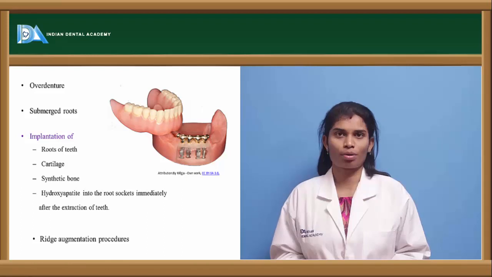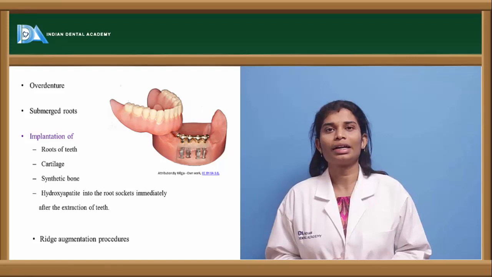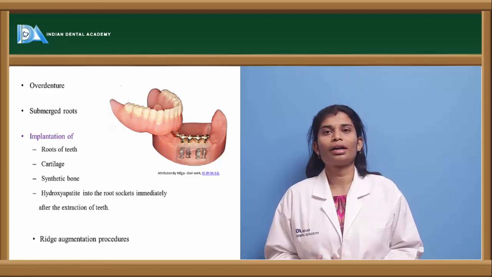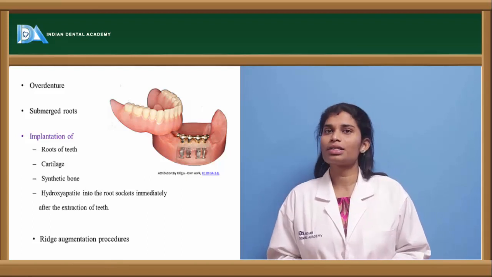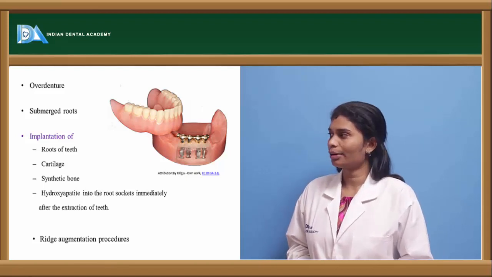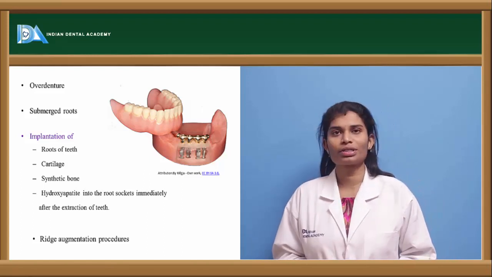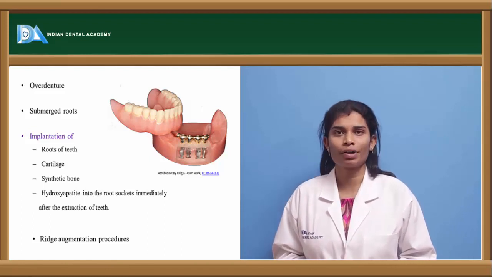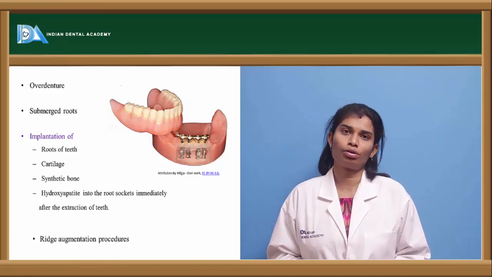So once there is an overdenture option, the forces will be distributed to tissues along with the teeth which are retained. As the teeth are deep rooted into the bone, they will take up most of the vertical forces and the ridge will be preserved to some extent. Try and preserve some submerged roots if they are non-pathologic, and if you can, do certain procedures like implantation of roots, cartilage, synthetic bone or hydroxyapatite foam at extraction stage itself. If extraction is inevitable, try to do some socket preservation so that bone resorption can be controlled to some extent.